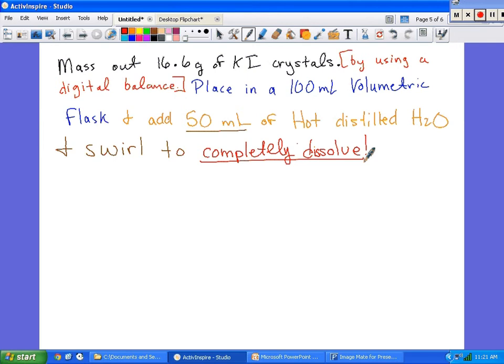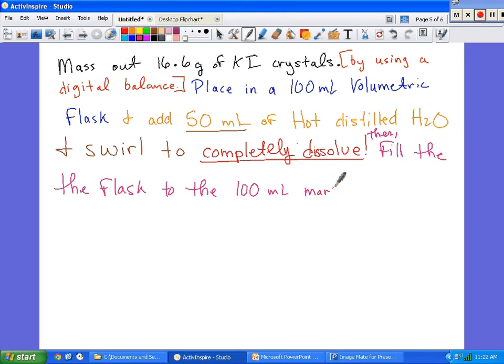Then what? Very good. Well, you could really say, then fill the flask to the 100 milliliter mark, and you're done.